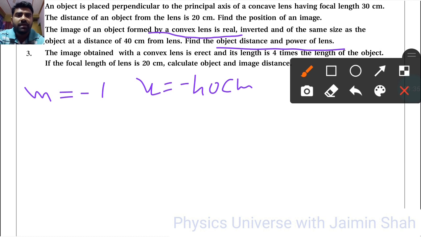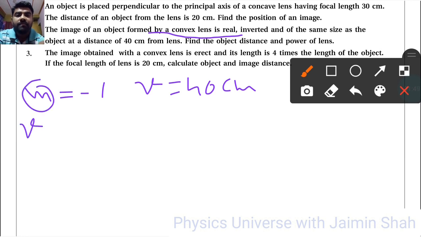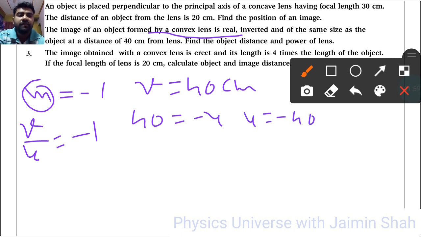So the image distance is given. Here v is equal to 40 centimeter. So the magnification of the lens, v by u, is equal to minus 1. So v is 40, so 40 is equal to minus u, and u is equal to minus 40 centimeter. So that is the object distance.